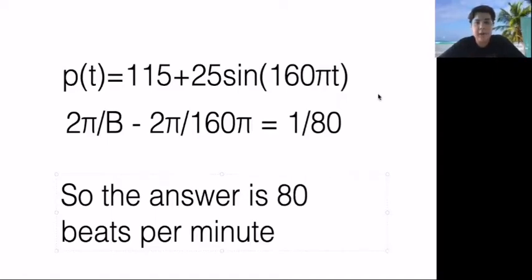So the answer is that in 1 minute, you have 80 beats per minute. Well, for that person, that is in the good range, because the range is 120 over 80. So it's in a good period.